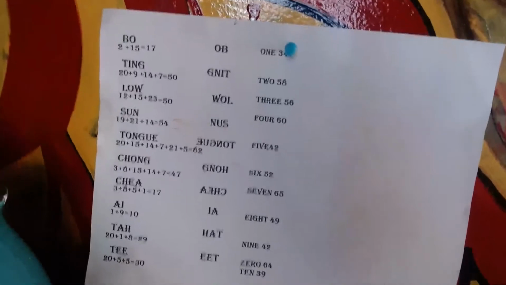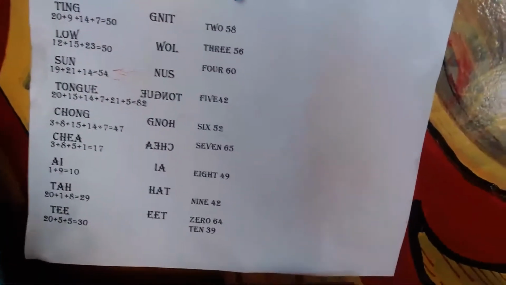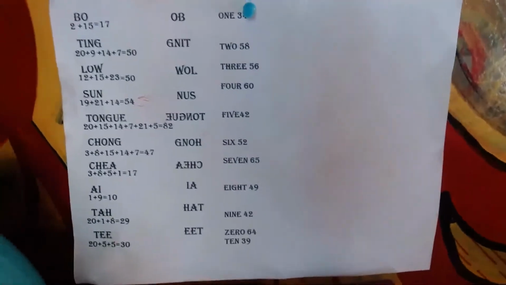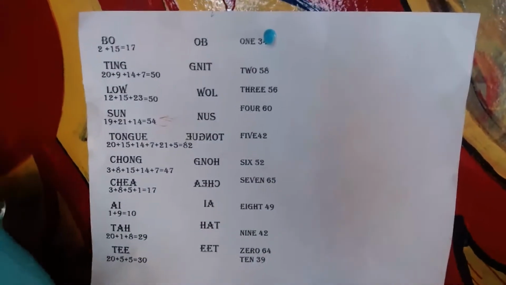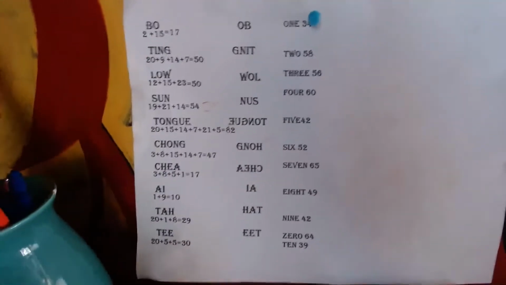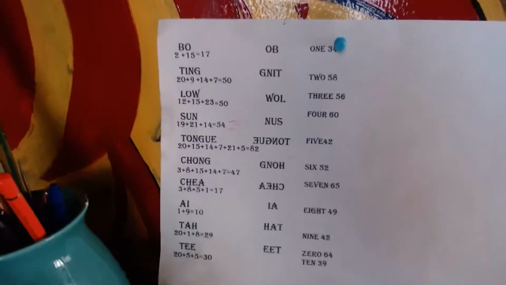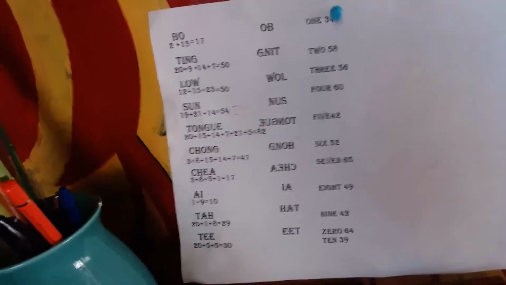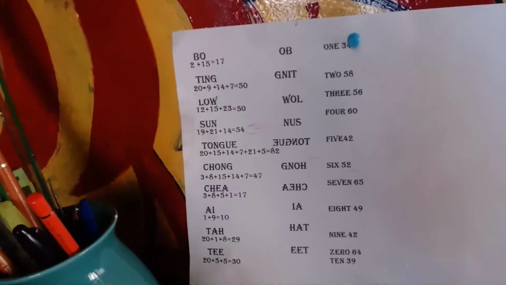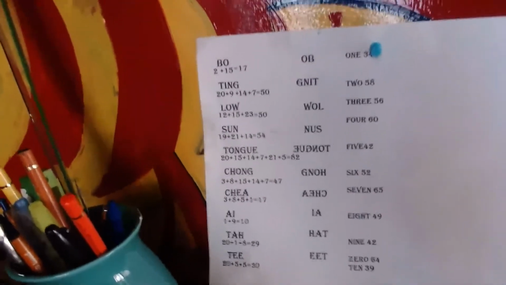Bo tinglo sun tong chong chi I ta ti abginit wal sun tong hong hi hat eat. That is numbers. I made this up about, I don't know, 15, 18 years ago. Yeah, I'd say 18 years ago I did that. I went with my son to watch my nephew play hockey, and couldn't really see onto the ice from the stands. And we were just talking, and I came up with that.